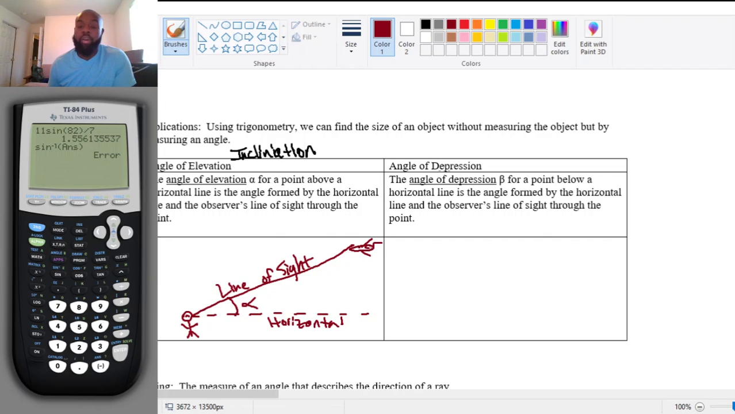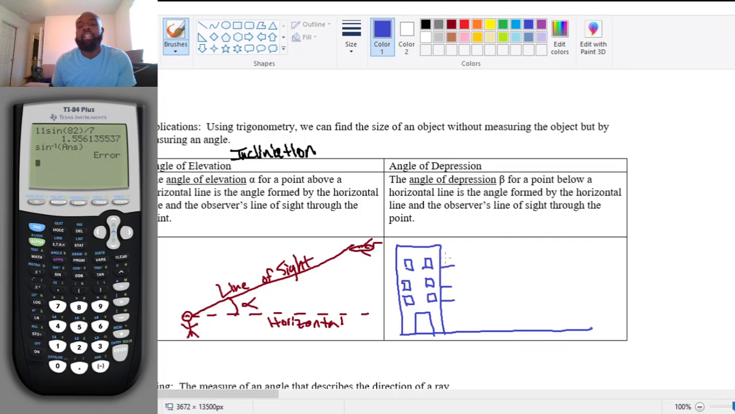We also have an angle of depression. The angle of depression, beta, for a point below a horizontal line is the angle formed by the horizontal line and the observer's line of sight through the point, right? So instead of looking up, in this case, we're going to be looking down. So let's say that we're in an apartment building downtown somewhere, or a condo downtown on vacation after COVID's over. And we have some balconies here. And let's say that you're sitting on this balcony on some chair, right? And then you see someone walking a dog.